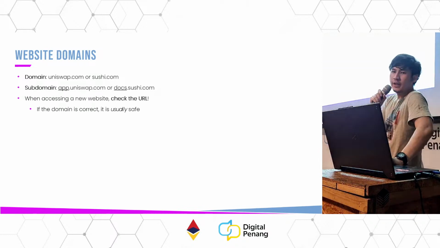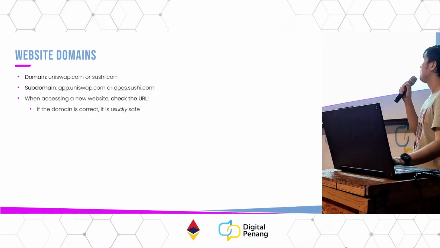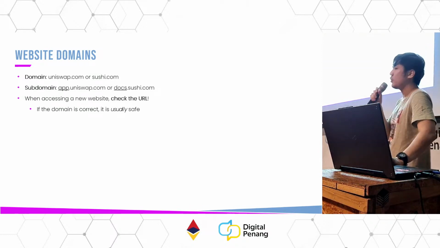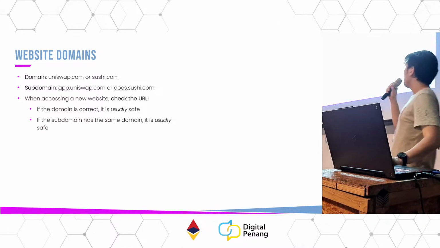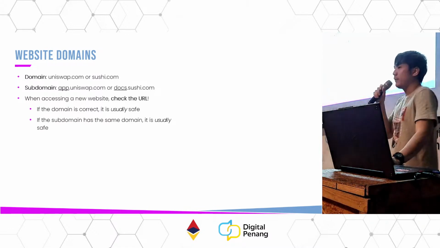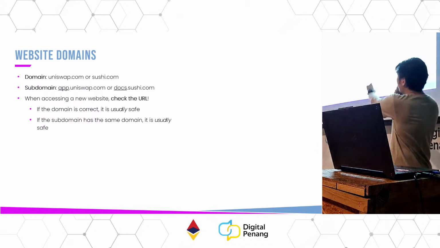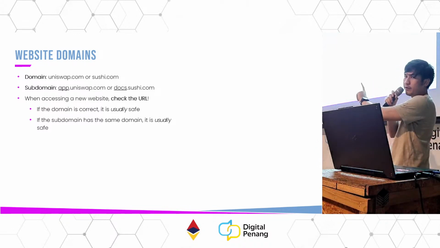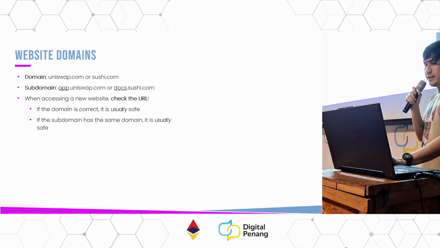So when accessing a new website, you need to check the URL. Please check the URL. If the domain is correct, it is usually safe. If it's uniswap.com or sushi.com, it's safe. If the subdomain is on the same domain, it's usually safe, which means that if it's app or whatever .uniswap.com or whatever .sushi.com, it's safe.